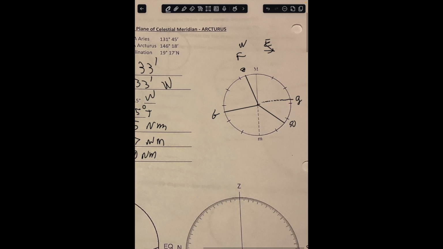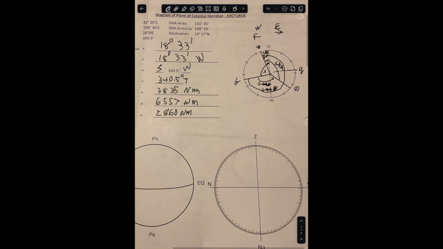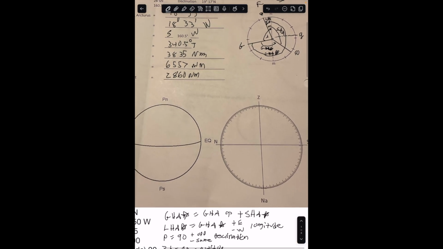And then with all of this, we can do our time diagram. So let's first do this. This is LHA. It's also t. That angle, longitude, that is GHA Aries. That is SHA. That is GHA star. Okay, so with our time diagram done, let's move down to our horizon diagram.